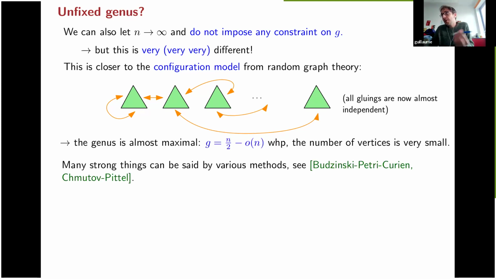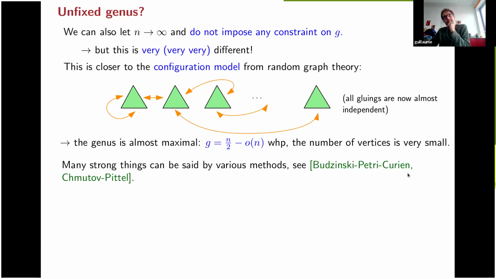So you can still study it, but then you will be able to say much stronger things. The genus will tend to be almost maximal. You will have an object with very, very few vertices. The vertices will tend to be very, very glued to each other. The genus will be almost maximal, so it will be like n/2 minus little o of n, I think something logarithmic. So you can say many strong things by various methods, and there has been a revival of interest by Curien and co-authors about this recently.